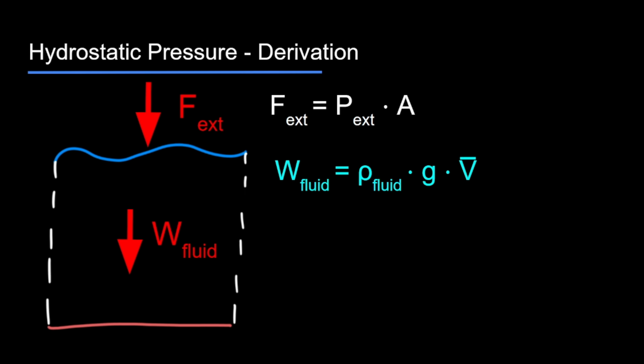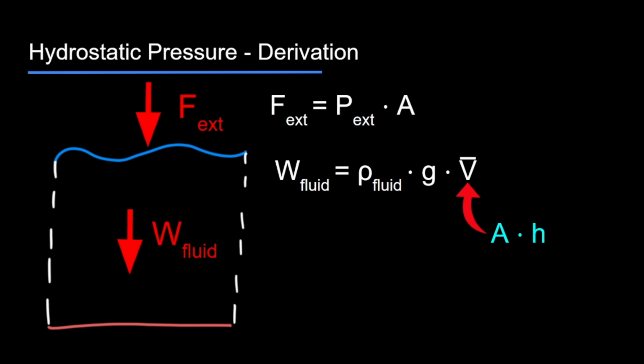So, weight of the fluid. This is mass times gravity. In this case, mass is the density of the fluid times the volume. This V is the volume, which in this case is area times height. Area, again, being our little pink red guy.